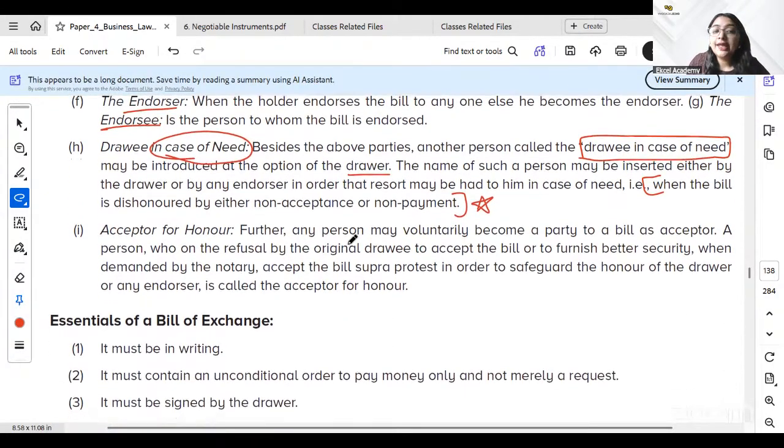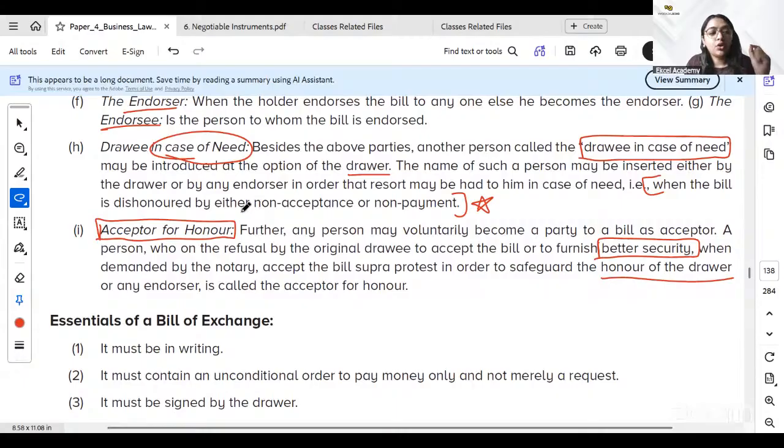Acceptor for honor: any person may voluntarily become a party to the bill as an acceptor. A person who, on the refusal by the original drawee to accept the bill or to furnish better security when demanded by the notary, accepts the bill supra protest in order to safeguard the honor of the drawer. That is, if the drawee is not in a position to pay off that money, then the acceptor for honor will come into the picture. The whole idea is to protect the honor of your drawee.